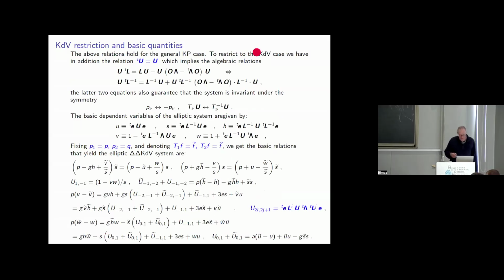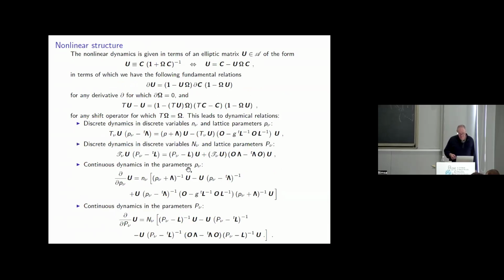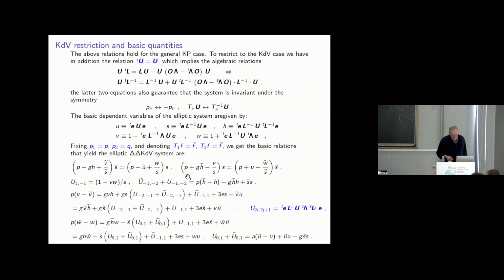And in the KdV case, we also have this extra set of algebraic equations which do not contain any shifts or derivatives, and that allow you to also reduce the system and get the relevant equations. The quantities that we have seen before in terms of these elliptic matrices take these particular expressions. So little u, little s, h, and little v and w can be written in this particular way. They are chosen in this way, and then from that whole system of equations that I showed you, you can derive a number of shift relations.